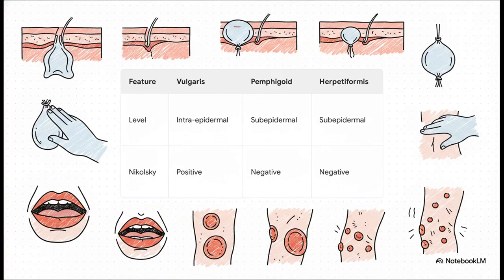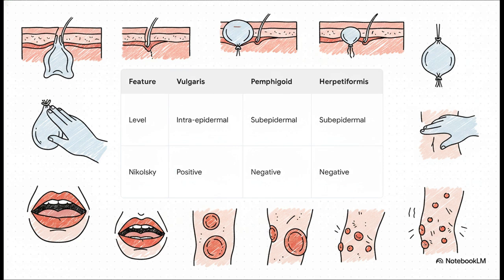Take a close look at this slide. It consolidates all of our anatomical and clinical findings. It becomes incredibly clear how blister depth dictates the physical presentation. Pemphigus vulgaris is defined by superficial intraepidermal attacks, yielding flaccid blisters, a positive Nikolsky sign, and almost always affecting the mucous membranes. In contrast, bullous pemphigoid and dermatitis herpetiformis are subepidermal, producing tense, intact blisters and a negative Nikolsky sign.